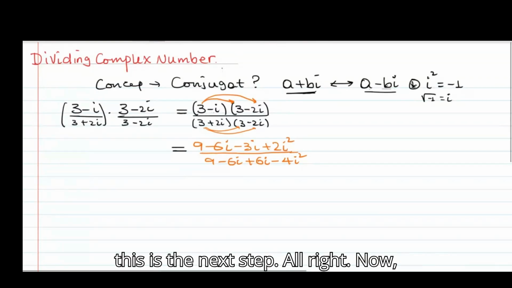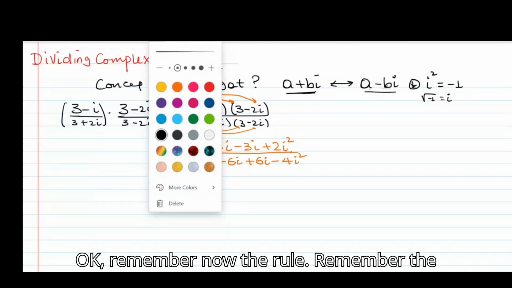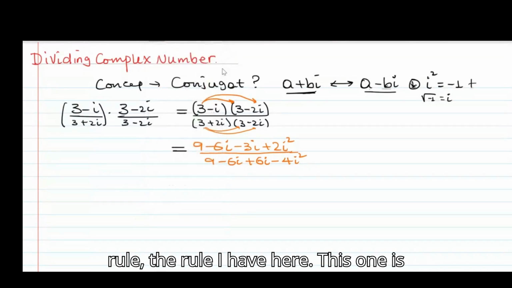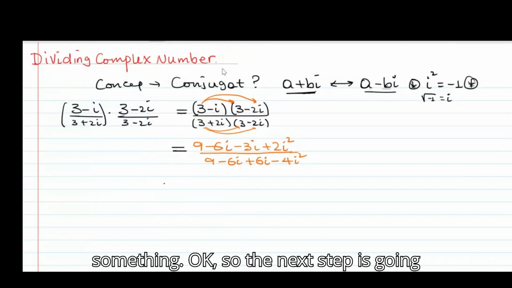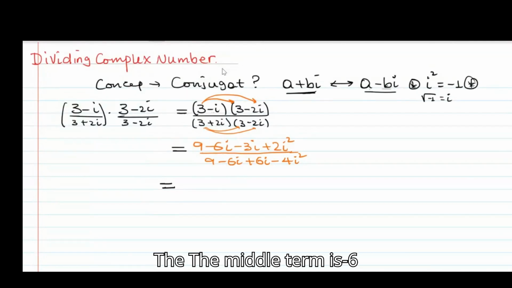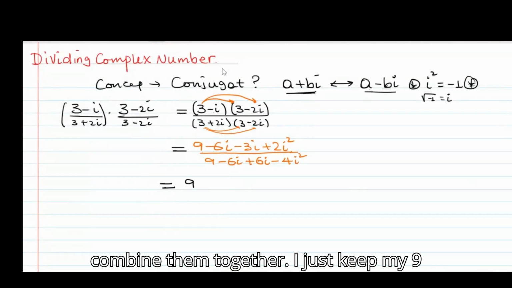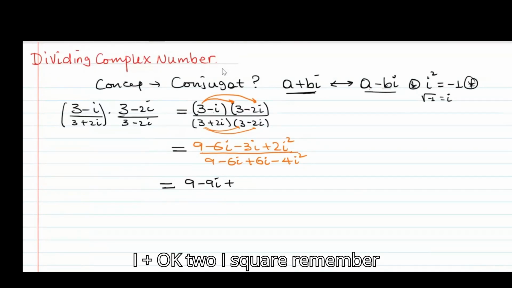All right, now let's squeeze and see if we can do something. Okay, remember now the rule. This one is a very important rule. So the next step is gonna be this. Look at the middle term. The middle term is minus 6i minus 3i. So they are like terms. I can combine them together. I just keep my 9 here, minus 9i, because 6i and 3i is 9i, plus 2i squared.